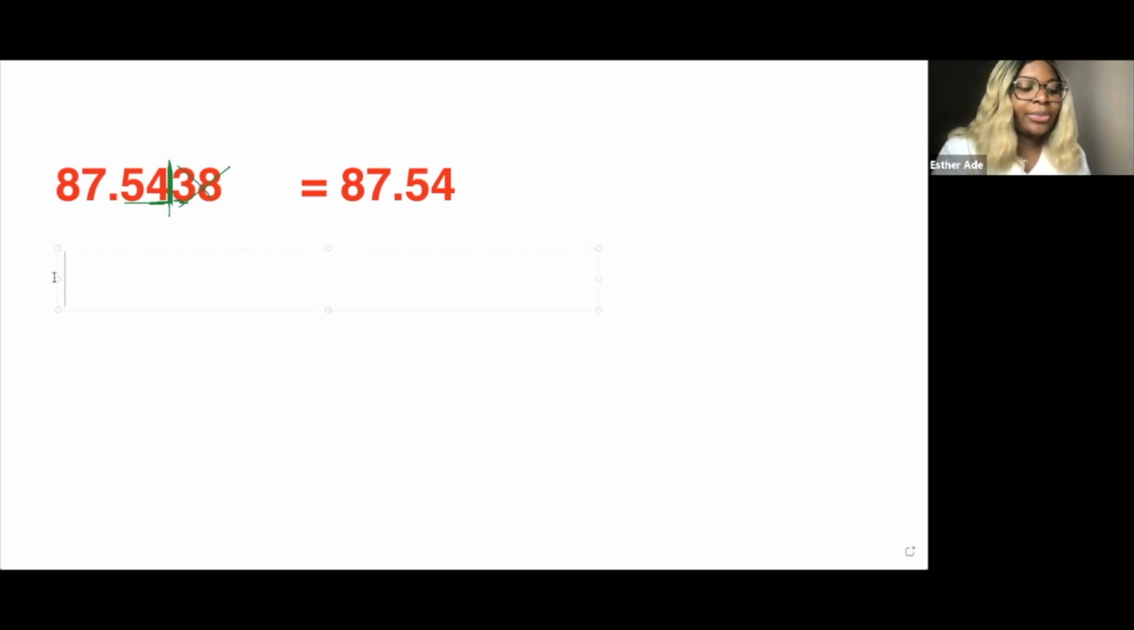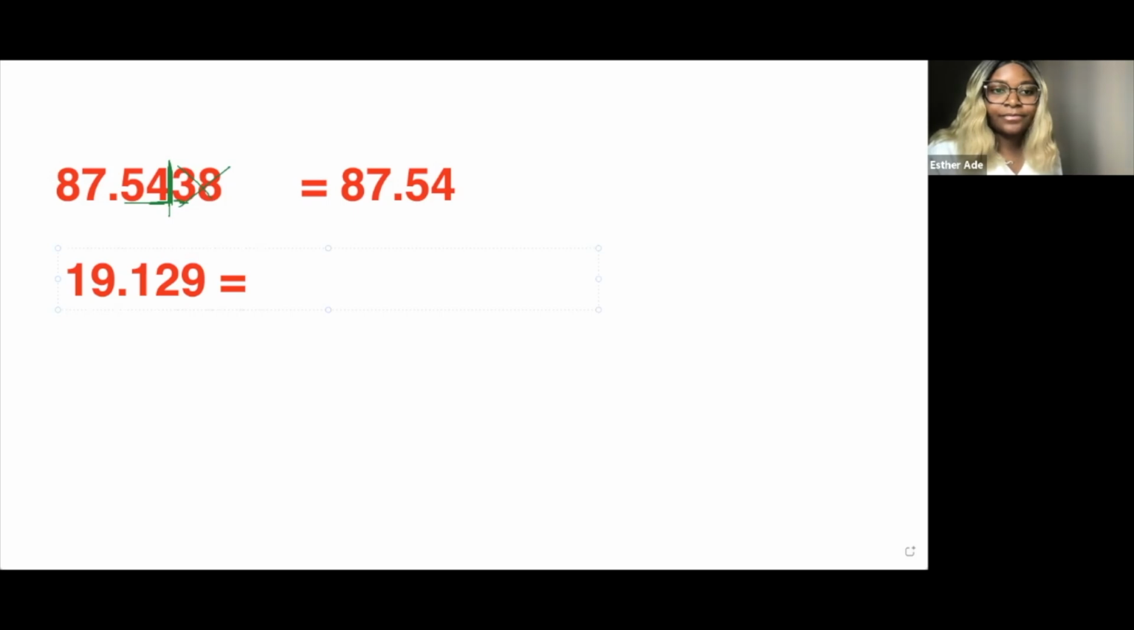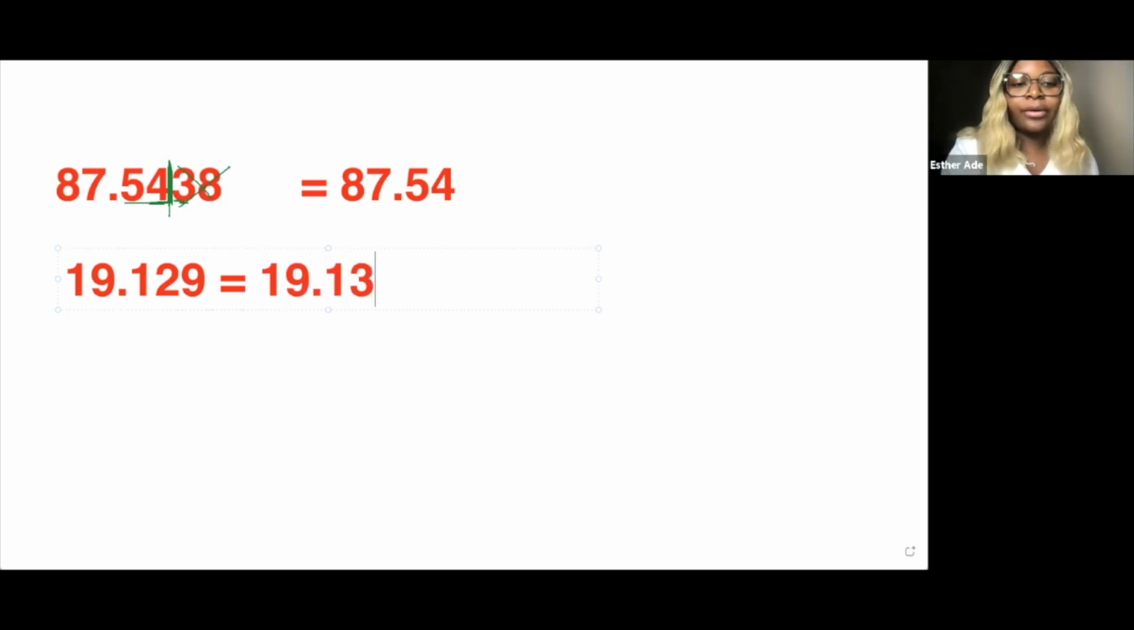What about if we had 19.129? Your right answer should be 19.13. Okay. 2 numbers after your decimal, your answer should have ended here. Lock your gate. This is 9. Good number for me because it's 5 or more, right? So it can come over here. It becomes plus 1. And that's why this becomes 3. Okay.